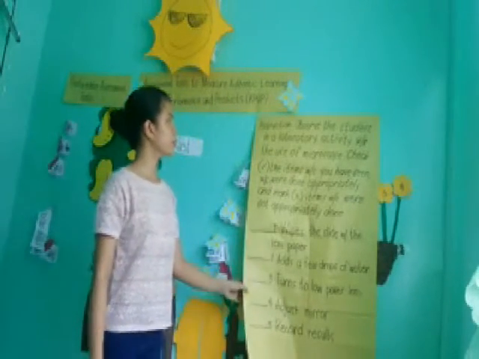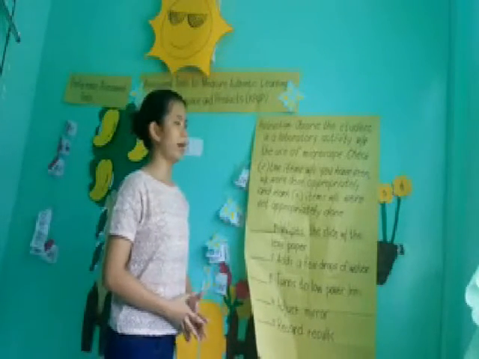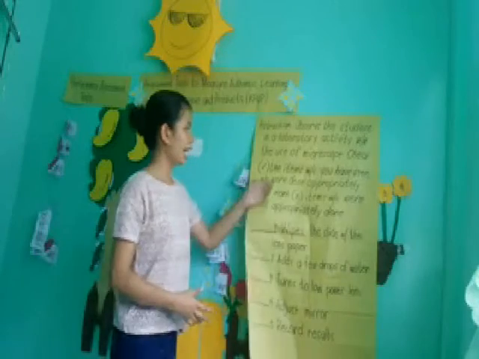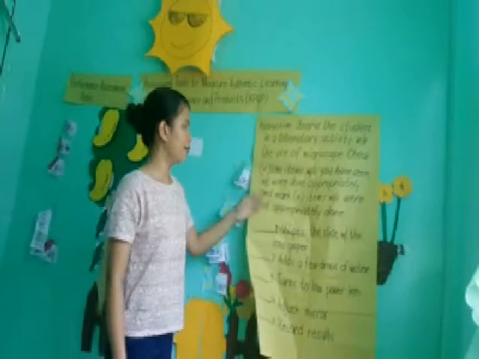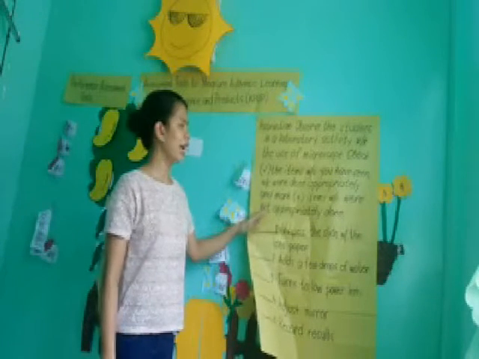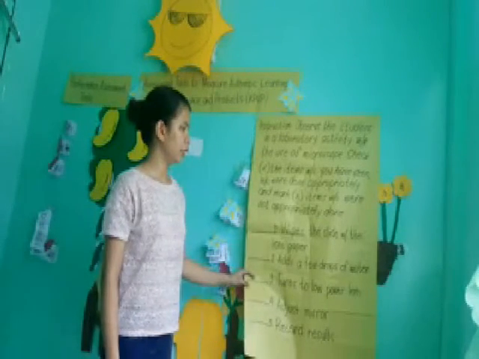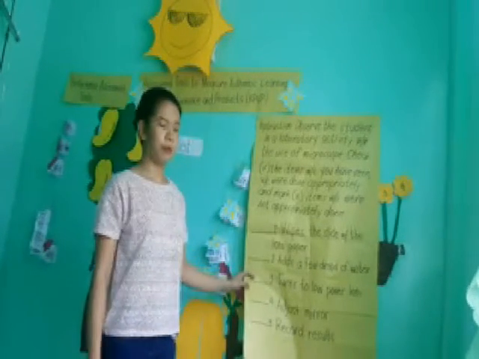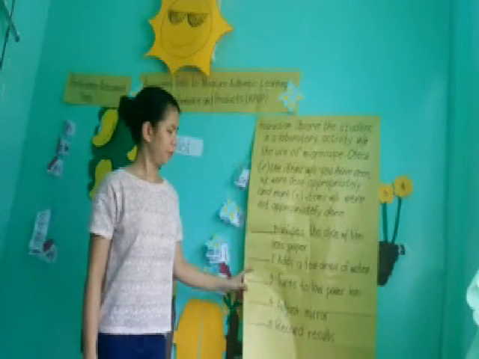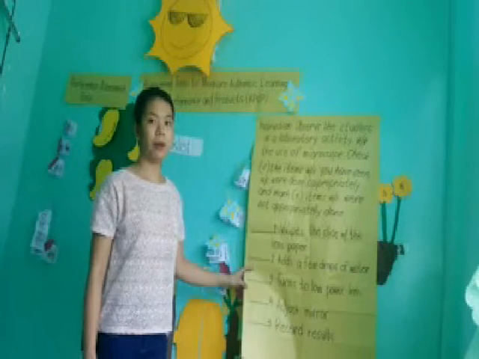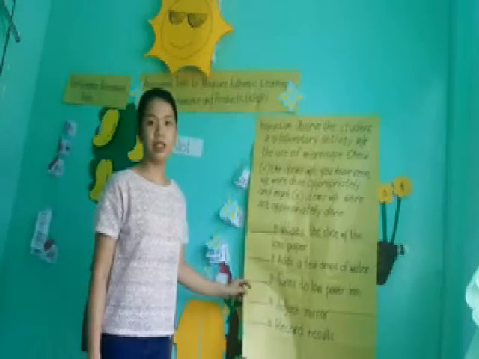Instruction: Observe the student in a laboratory activity with the use of microscope. Check the items which you have seen, which were done appropriately, and mark X or cross items which were not appropriately done. Number 1. Wipes the slide with a lens paper. Number 2. Adds a few drops of water. 3. Turns to low power lens. 4. Adjust mirror. 5. Record results.